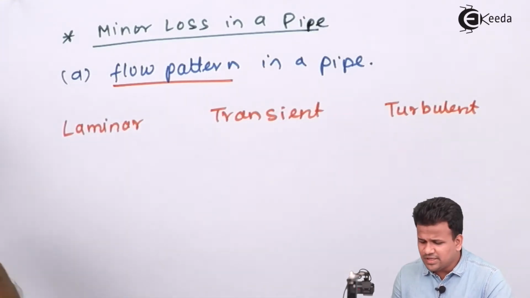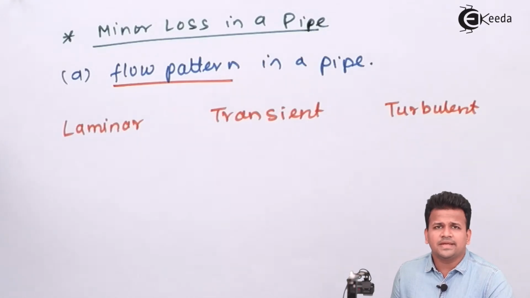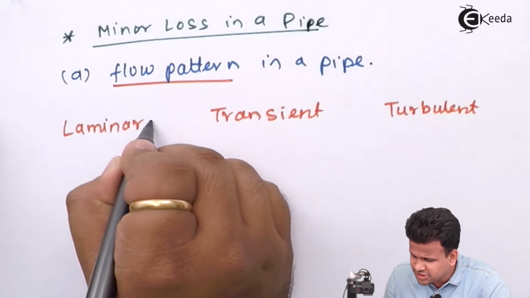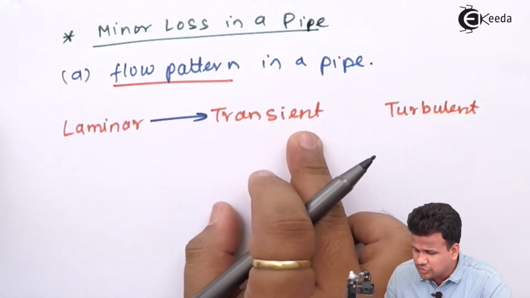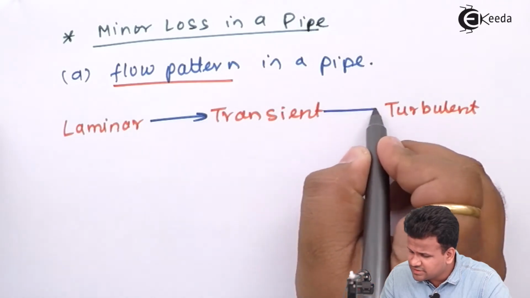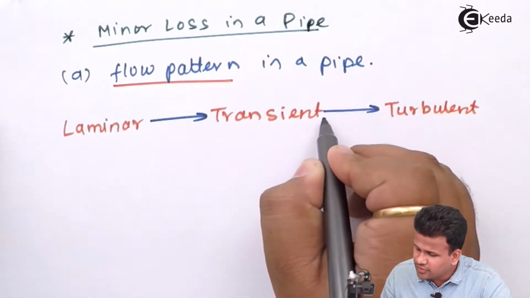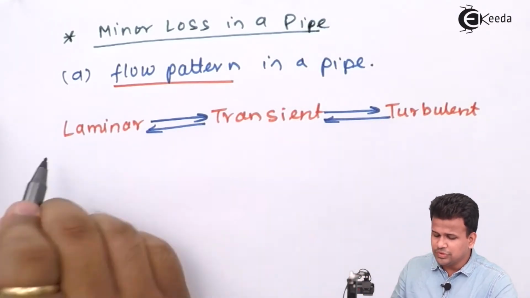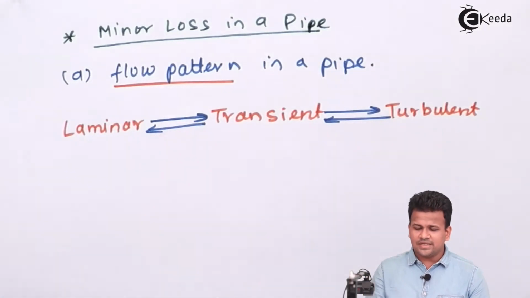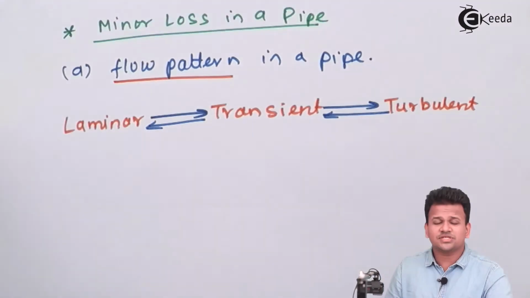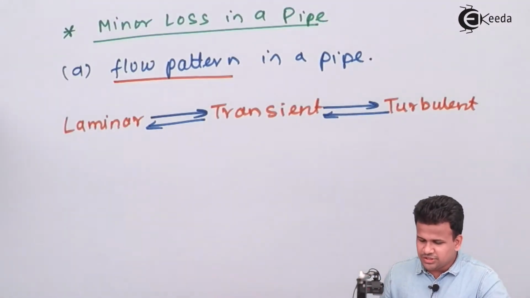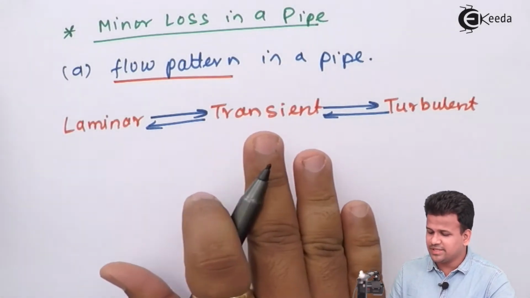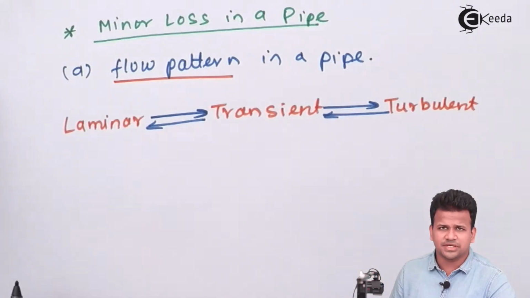diameter or influx of a fluid from any other pipe, there is some change in the flow pattern. That means it changes from a laminar flow to transient flow, or from transient flow to turbulent flow, or from turbulent flow to transient flow, or from transient flow to laminar flow. This is called a change in the flow pattern of the pipe. That means it is going from laminar to transient, transient to turbulent, and it is changing its flow.